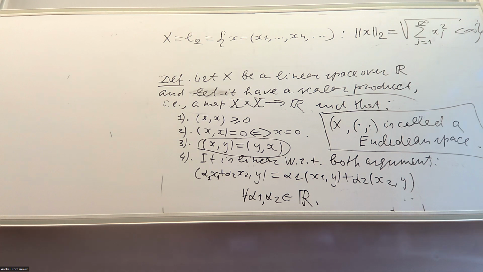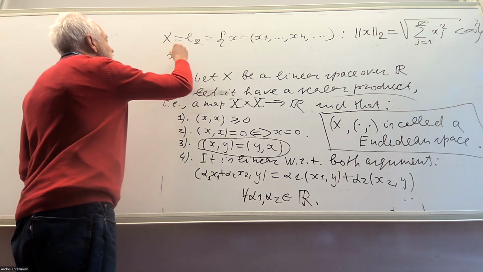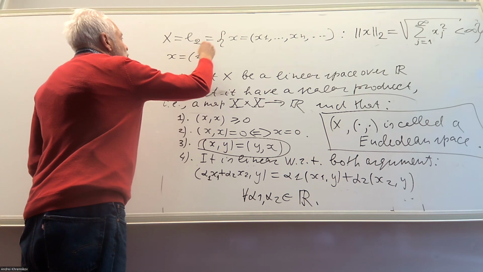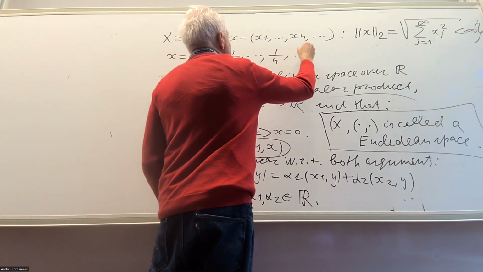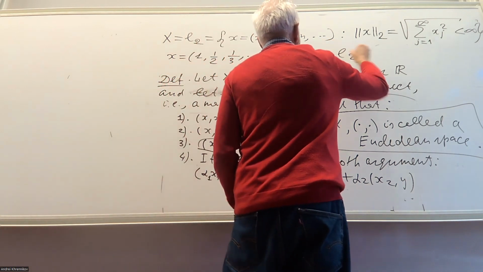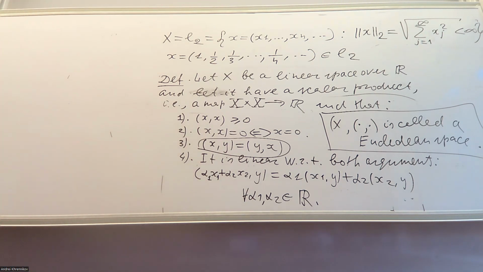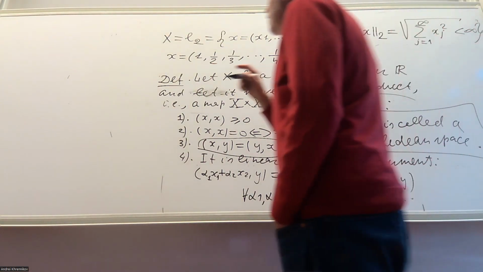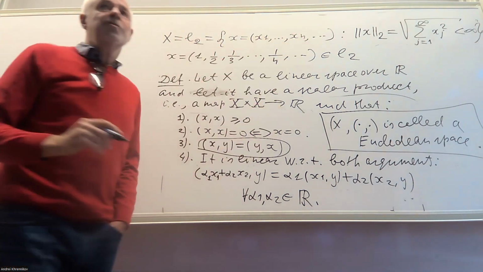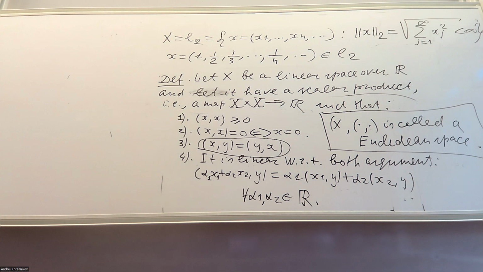Who is in this space? For example, if you take the sequence with coordinates 1, 1/2, 1/3, 1/n, and so on, it is in this space, because if we consider the sum of squares, the series converges. If I take some sequence which decreases not so quickly, for example, I put square roots in the denominator, this series would be the harmonic series, it does not converge, so it is not in l2. So these are all vectors with infinitely many coordinates.